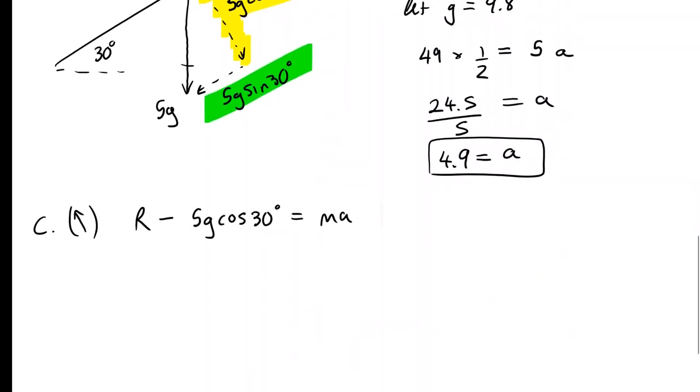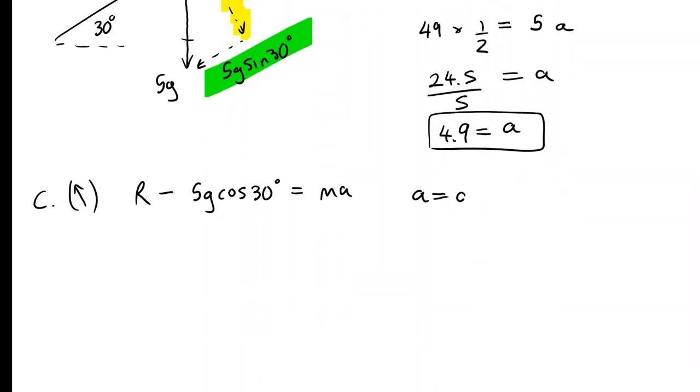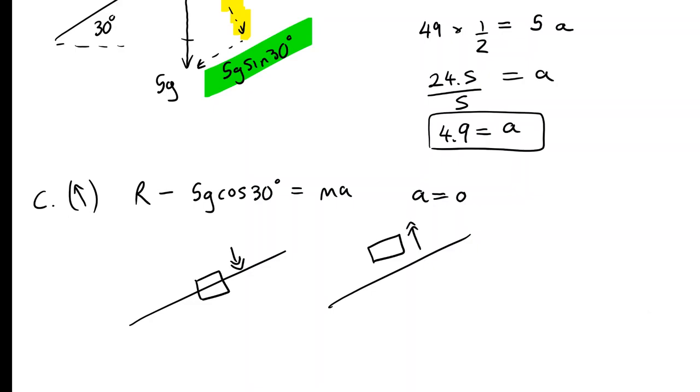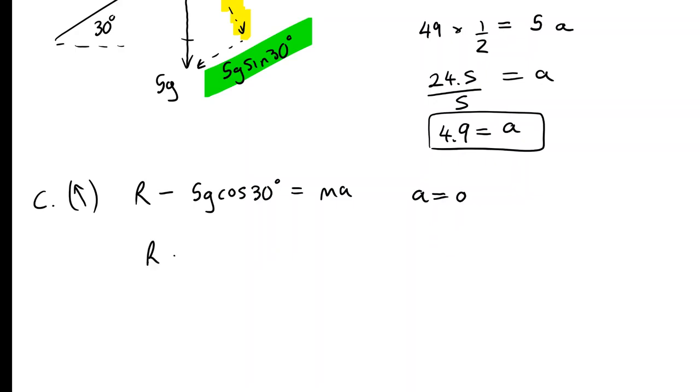But we know here that a must be 0, because it doesn't accelerate into the slope, or out of it. It does neither of these things. It doesn't sink into it, nor does it rise up off the surface. So it's not accelerating perpendicular to the plane. So we're allowed to say a is 0. So then we can write R minus 5g cos 30, which is root 3 over 2, is equal to 0.